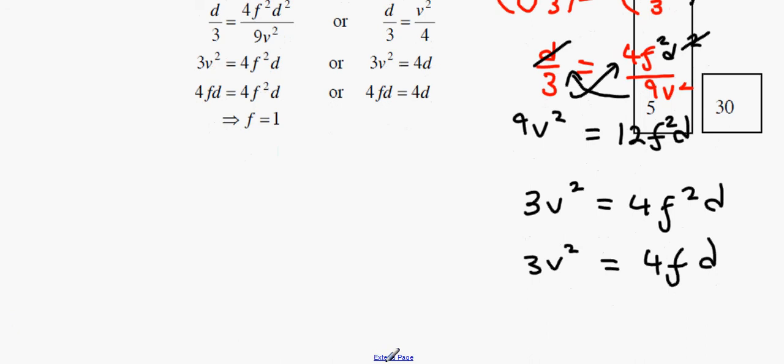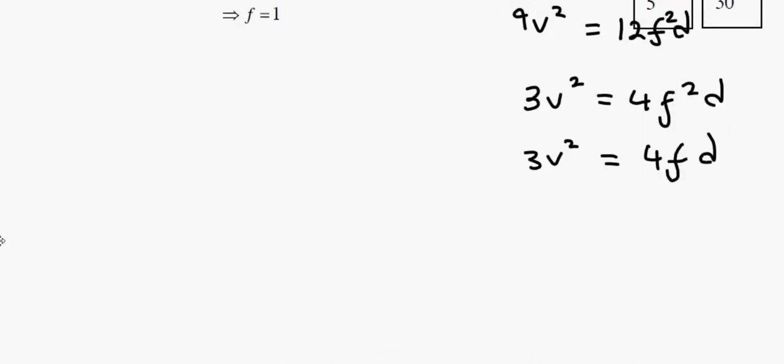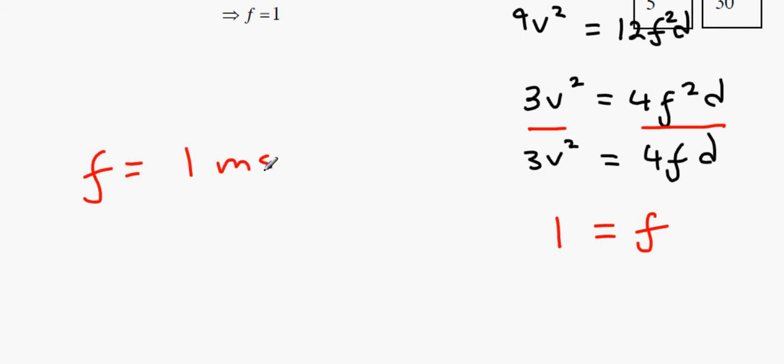Or what we can simply do is divide both equations by each other. So 3v squared divided by 3v squared is 1. 4f squared d divided by 4fd is going to be f. f equals 1. f equals 1 m s to the minus 2. As I said, lads, very difficult question.